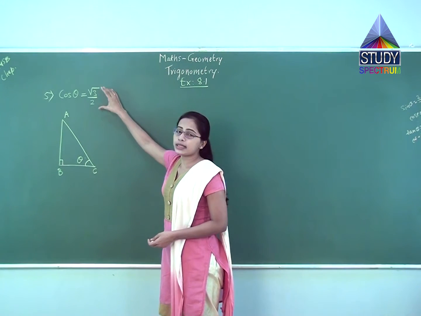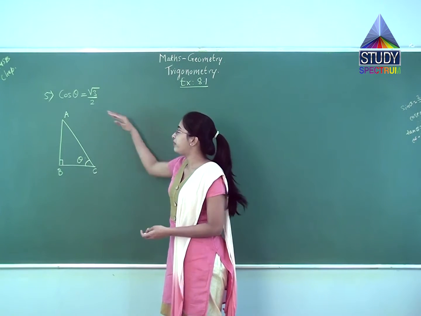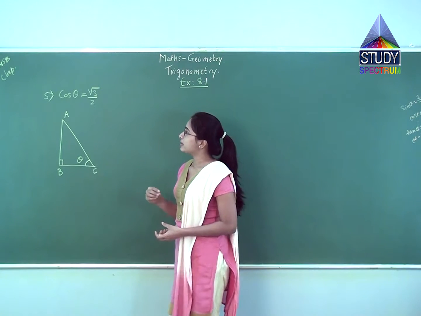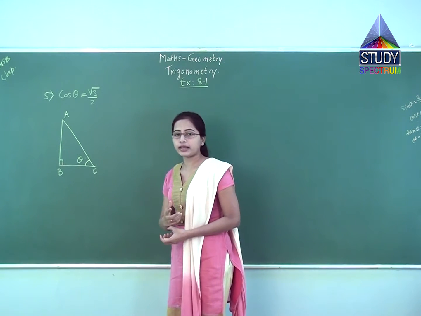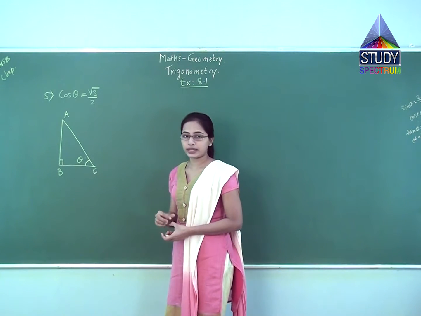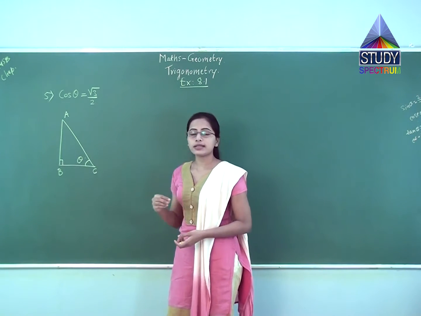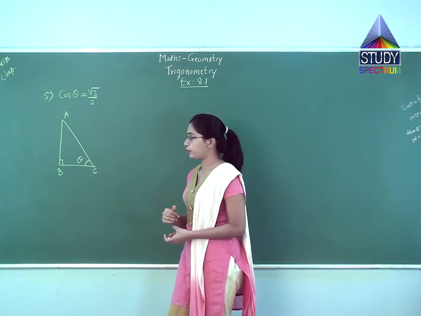Now by using this given quantity, cos theta is equal to root 3 by 2, we can find the remaining ratios. Actually here 2 sides are given and the third side we can find, but the 2 sides are given indirectly. Here I will show you how. What is the formula for cos? It is adjacent side upon hypotenuse.